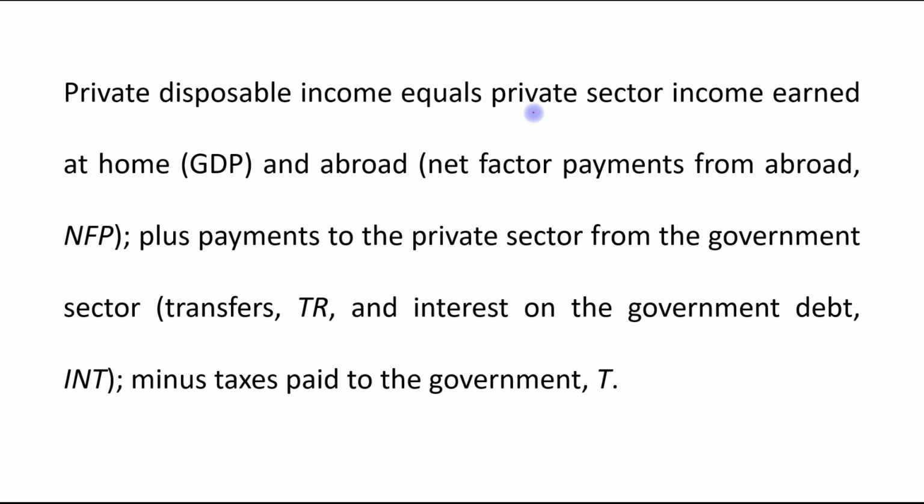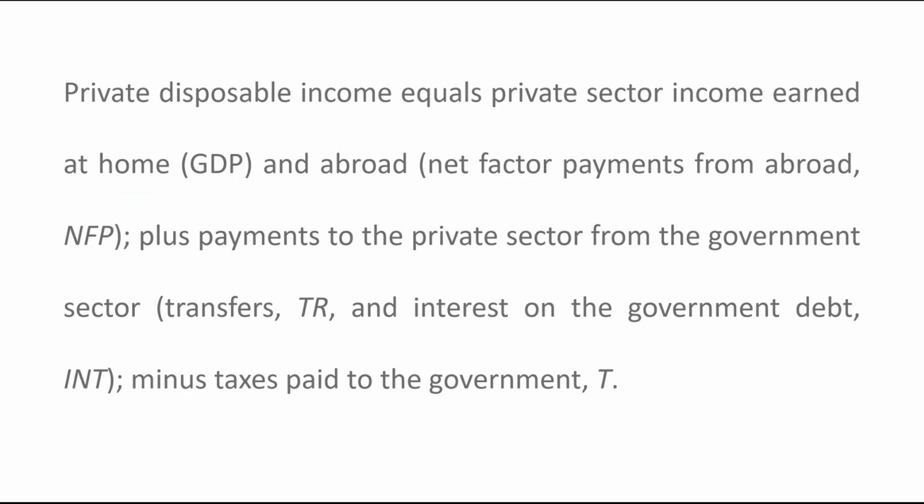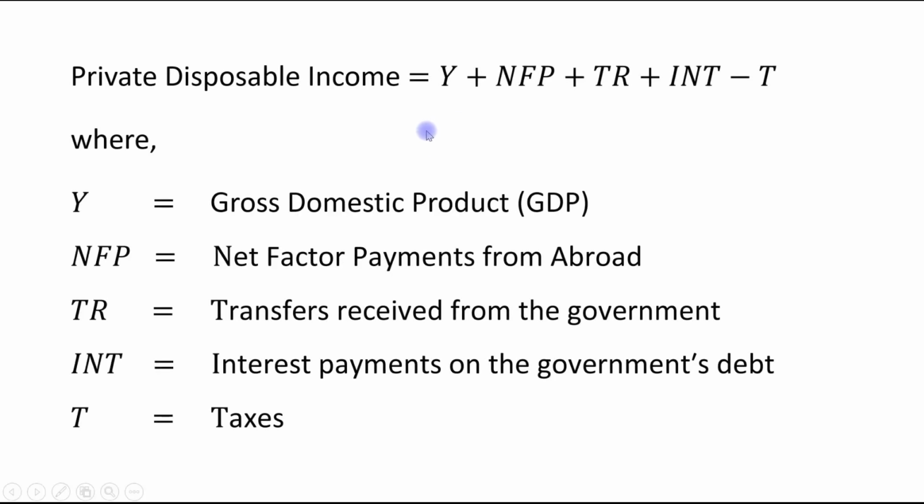Private disposable income equals private sector income earned at home. Home means domestic country. Earned at home, which is GDP, and abroad, which is net factor payments from abroad. So basically, if I talk about these two components, it is the income of the private sector earned. This is the income earned at home, which is gross domestic product. Okay, and this is the income earned from abroad, which is net factor payments from abroad. Clear?